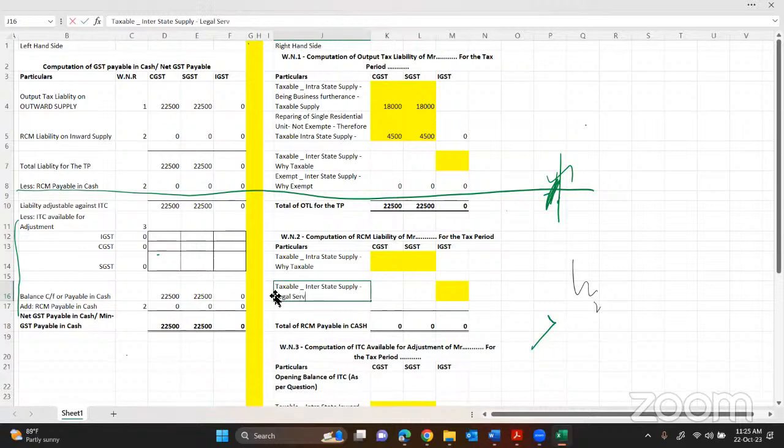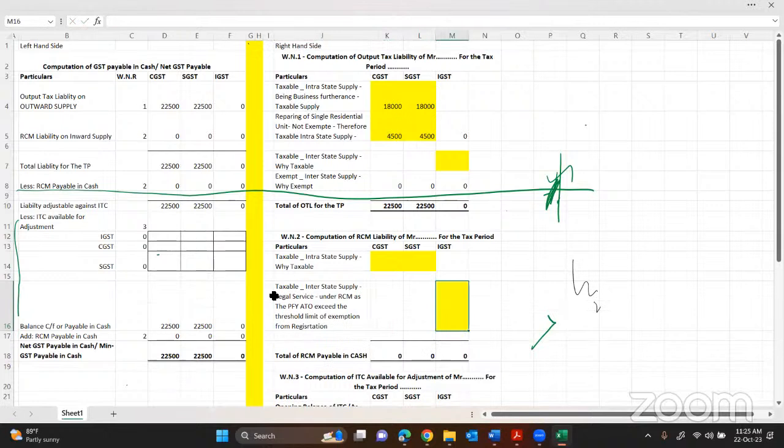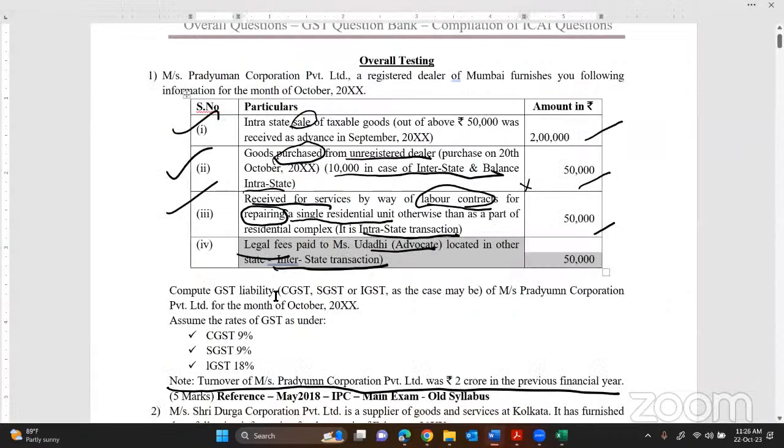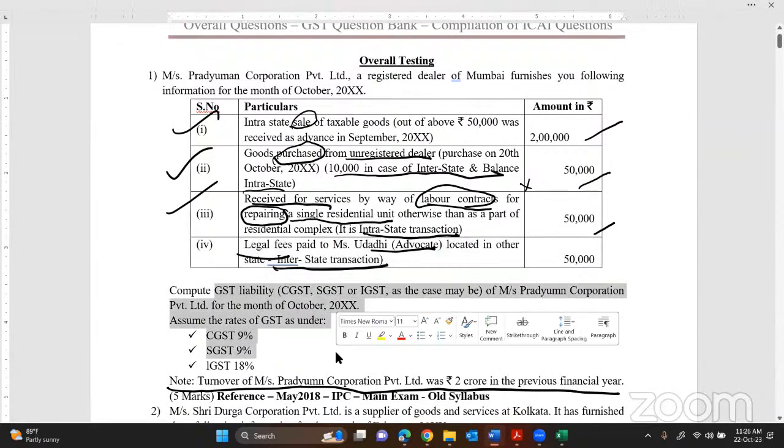Legal services is taxable under RCM as the preceding financial year aggregate turnover exceeds the threshold limit of exemption from registration. It is 50,000 into 18%. Everybody, my dear. And we are expected to compute. Now everything will fall in place.